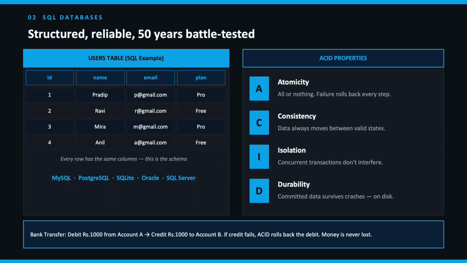SQL stands for Structured Query Language and the keyword there is structured. In a SQL database, data lives in tables. Each table has columns defined in advance. Every row in the table must follow the same structure. Look at this user table on the screen. Every user has an ID, name, email and plan. Not some users, every user without exception. That consistency is what makes SQL powerful. You always know exactly what shape your data will be in.